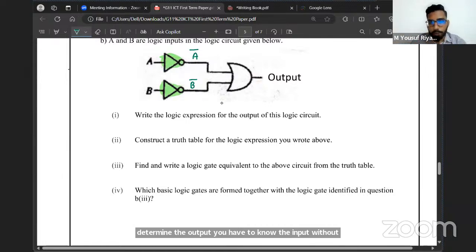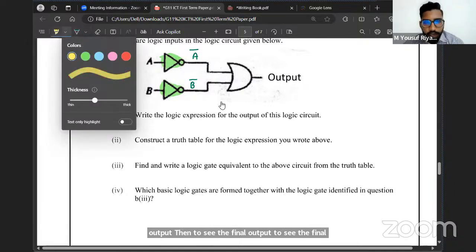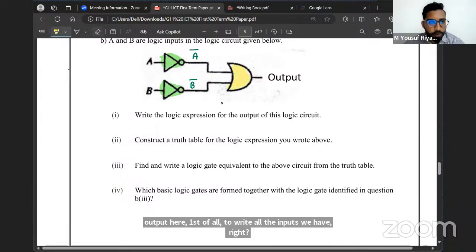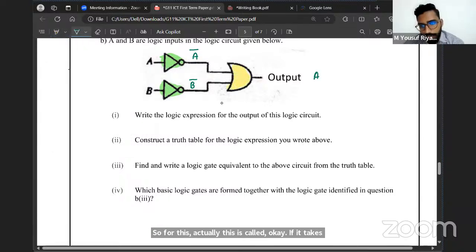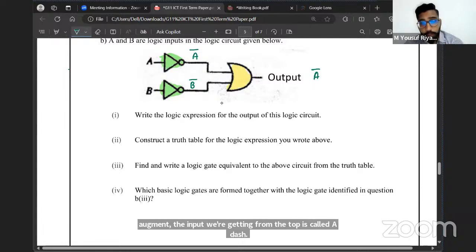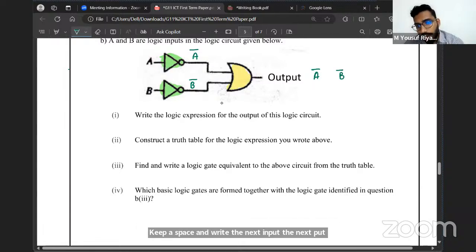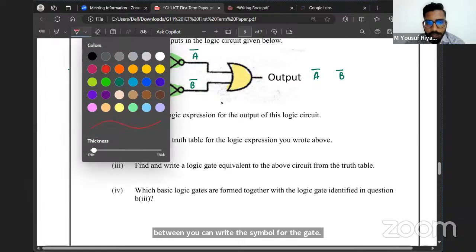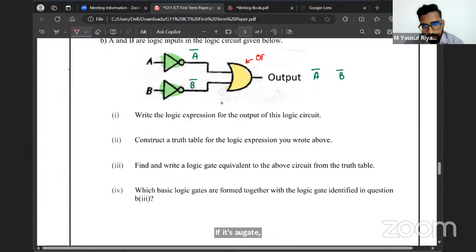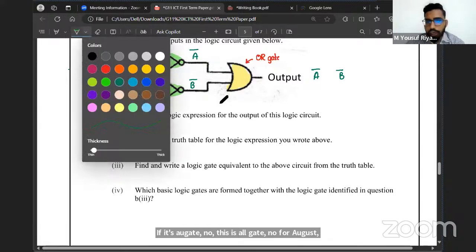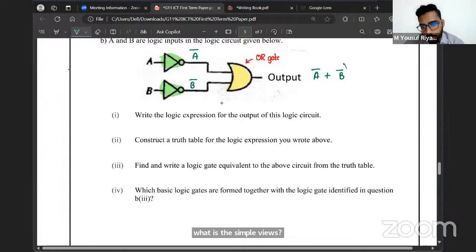Then to see the final output, first of all, you write all the inputs we have. This is called the OR gate. If you take this OR gate, the input we are getting from the top is A dash. Keep a space and write the next input, which is B dash. After you write the inputs, in between you can write the symbol for the gate. Now this is an OR gate. For an OR gate, what is the symbol we use? Exactly. For an OR gate, the symbol we use is plus.